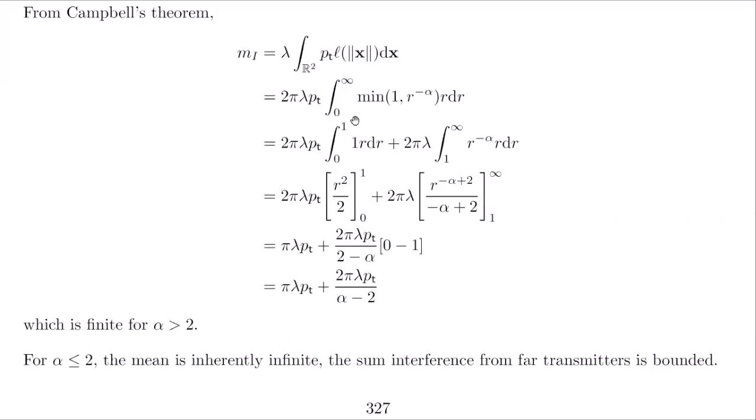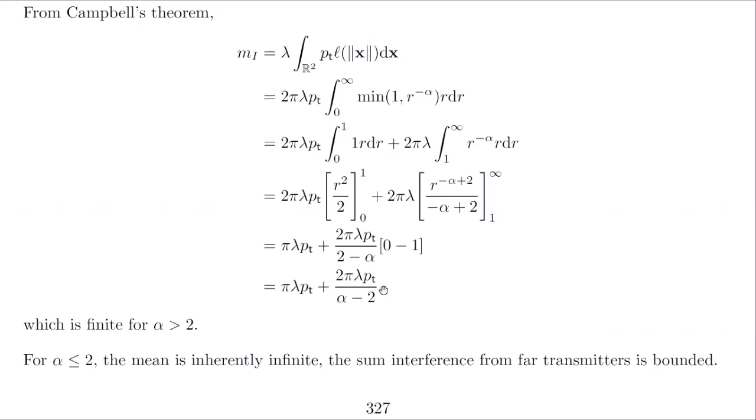So I can break this integration into two parts. When r is less than 1, r to the power minus alpha is more than 1, so the minimum will become 1. And if r is greater than 1, then this is less than 1, so the minimum would be r to the power minus alpha. This is why I've written this, and then we can further compute it very easily. This is r squared by 2, and this is this term. And so finally I get this expression.